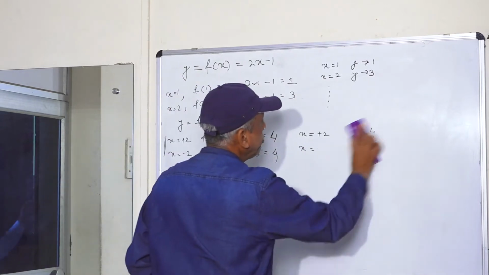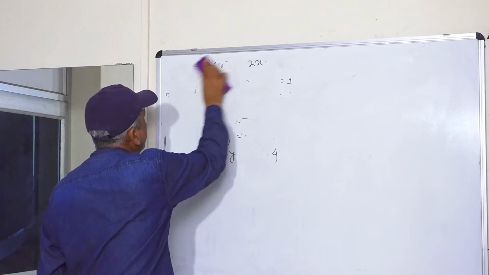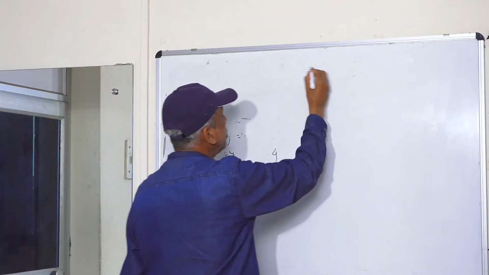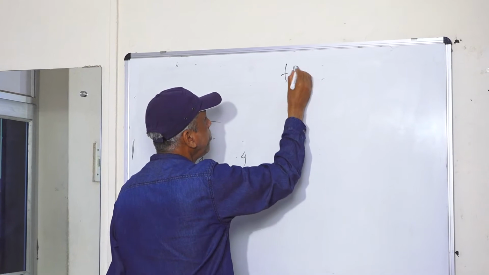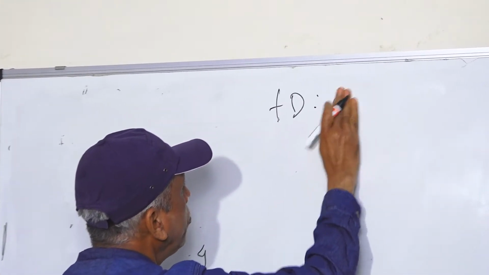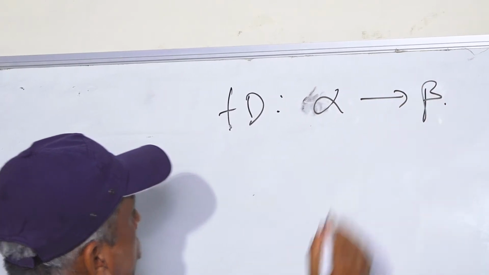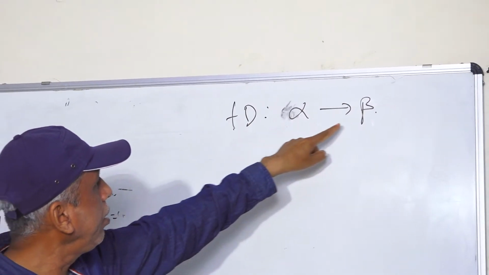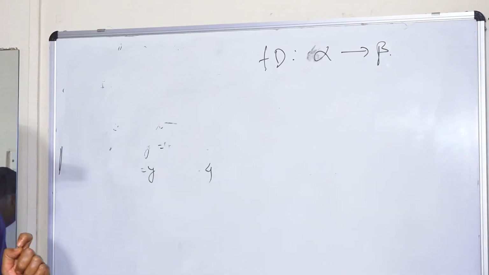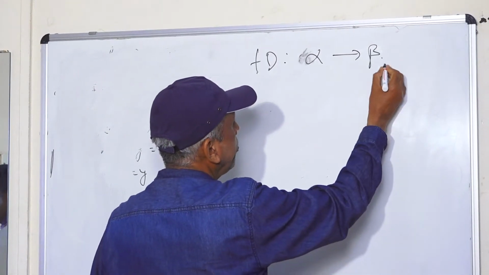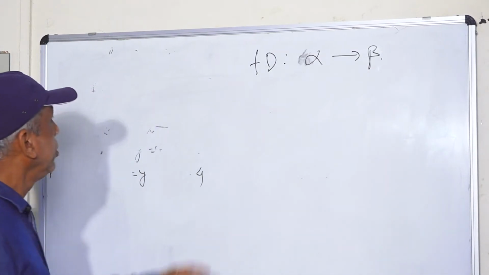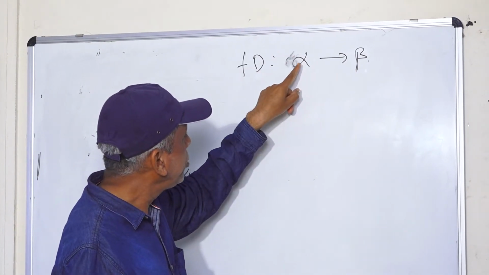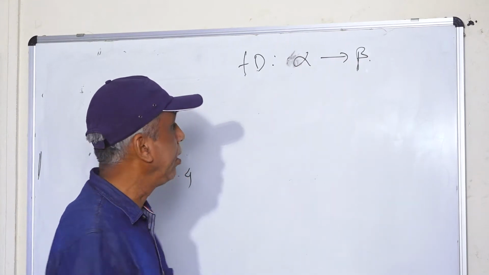Then come to our functional dependency. Within this, let us consider FD, a functional dependency from alpha to beta. This alpha and beta are attributes in the database management system, in a relational table. Now, this FD is a functional dependency of two attributes. We consider these two attributes, alpha and beta.